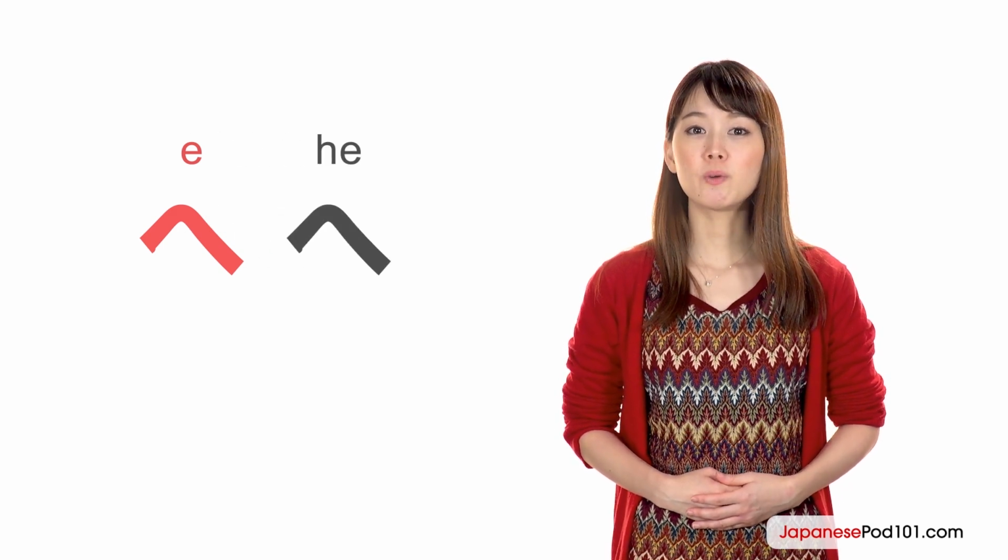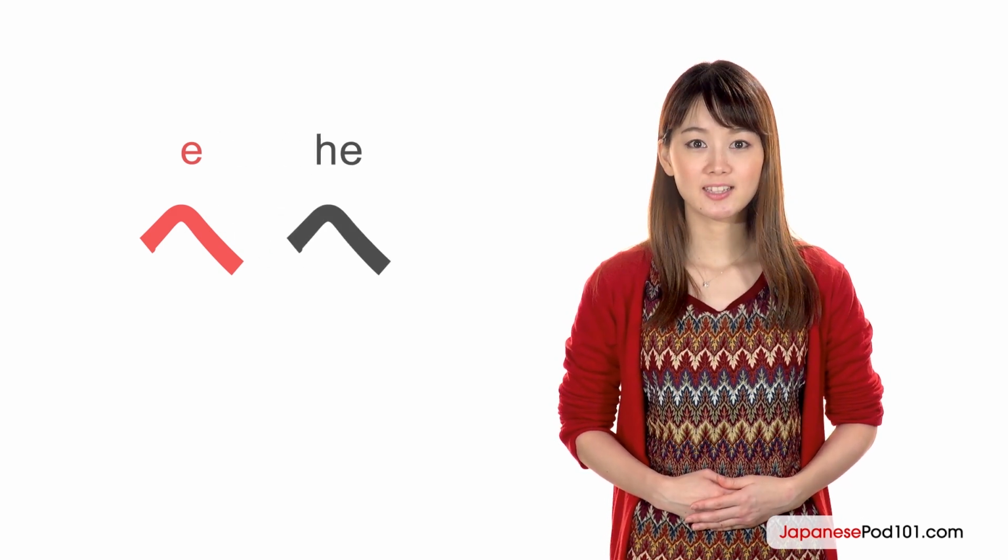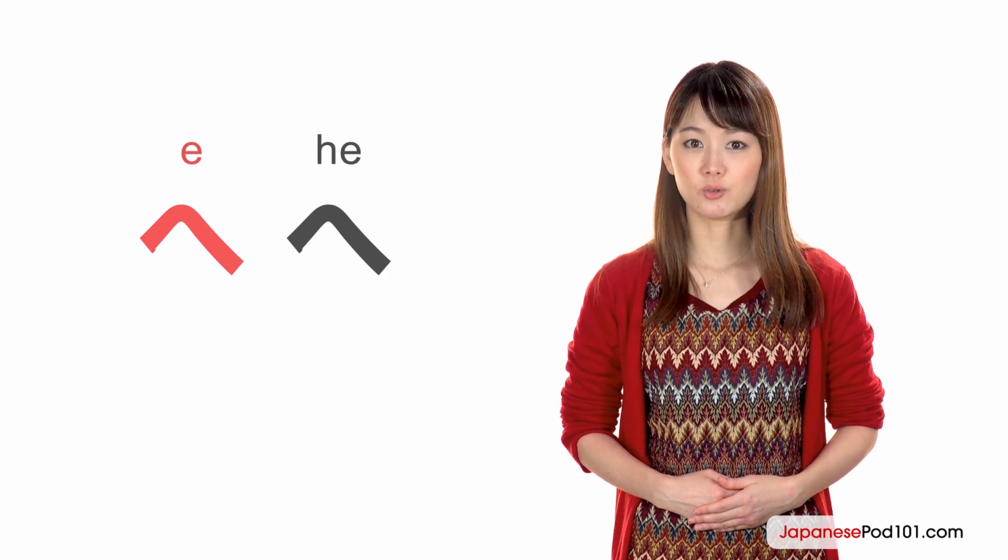There's an important thing to remember about this particle's pronunciation. When the hiragana character for he is part of a word, it's pronounced he. But when it's used as a particle, it's pronounced e.